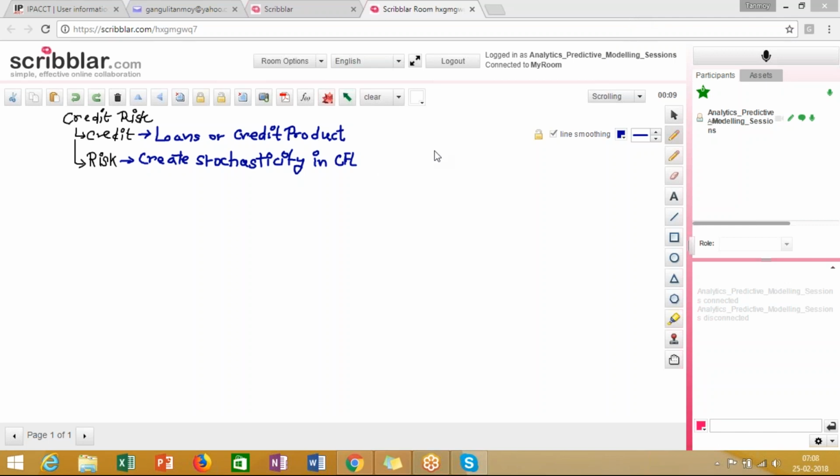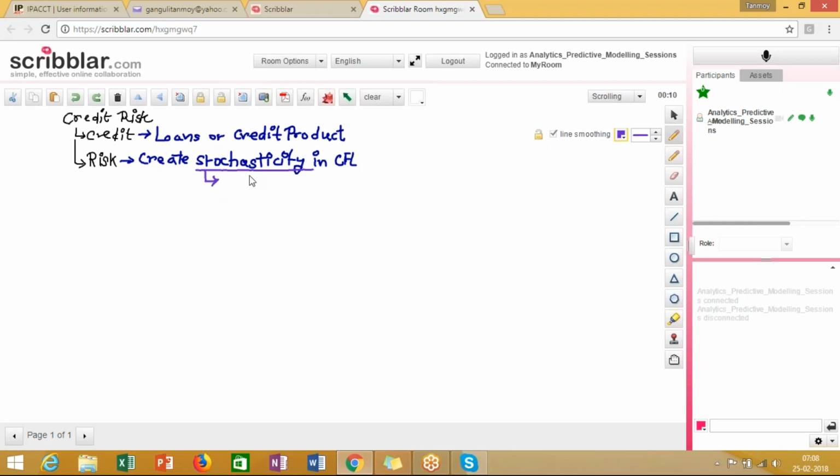So as I was saying, risk is something which creates stochasticity in the cash flows. The next question that comes up is, what is stochasticity? Stochasticity is nothing but an element of probability. It refers to a setup where there are multiple outcomes and each of the outcomes has some probability associated with it. So the cash flow is not a sure event. There is a distribution associated with the cash flows.